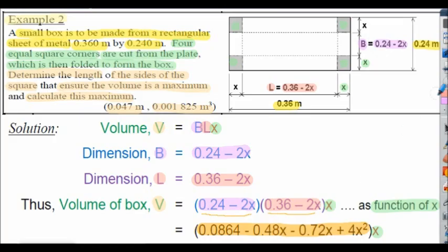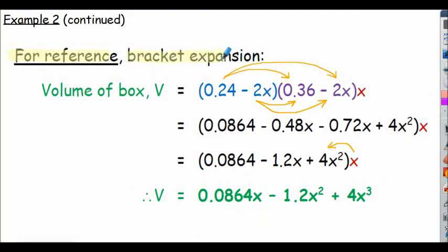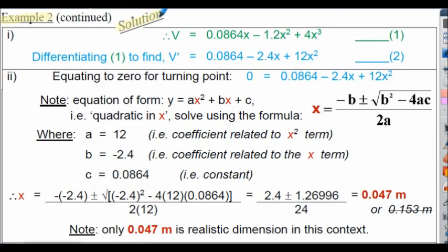Here's the bracket expansion using example 2 for the volume of the box, showing the binomial expansion here, collecting like terms here, then finally multiplying throughout by variable x to produce the volume formula as a function of x. Example 2, solution continued. Here's now the formula for the volume of the box from the previous slide. Let's produce this equation, which I've labelled as 1 for reference.